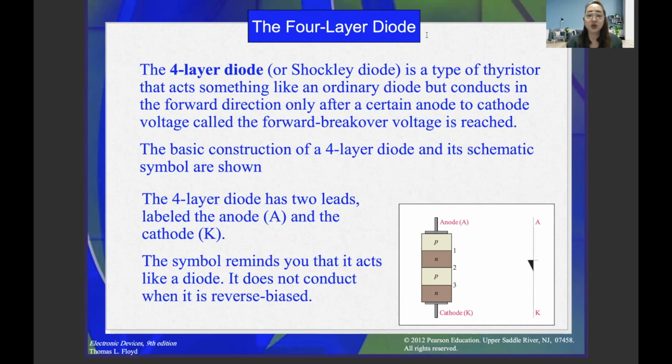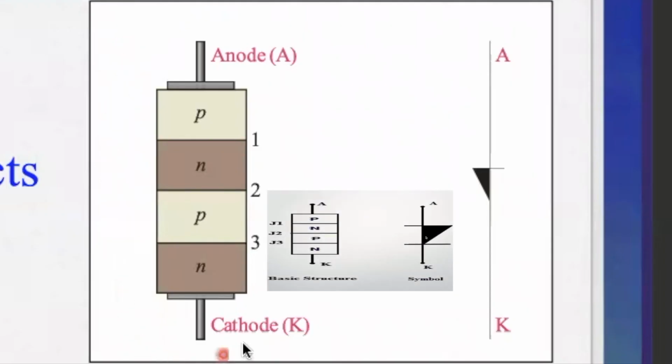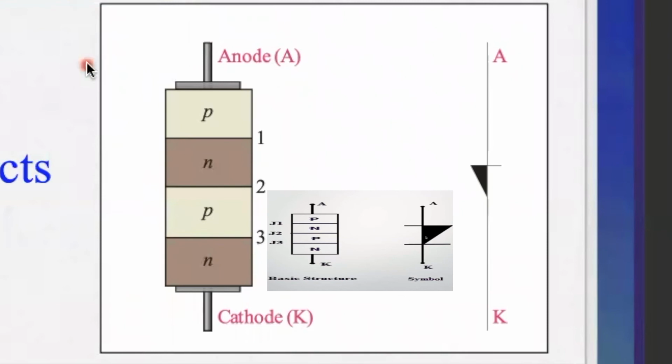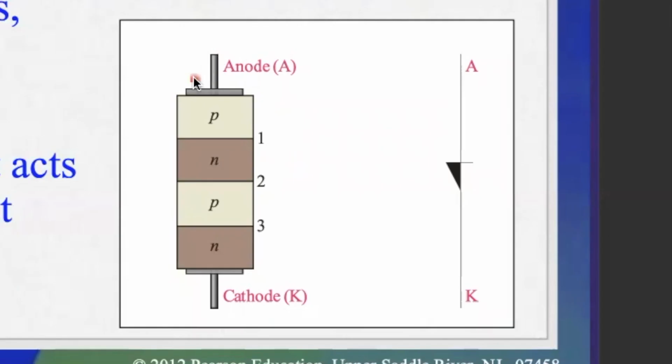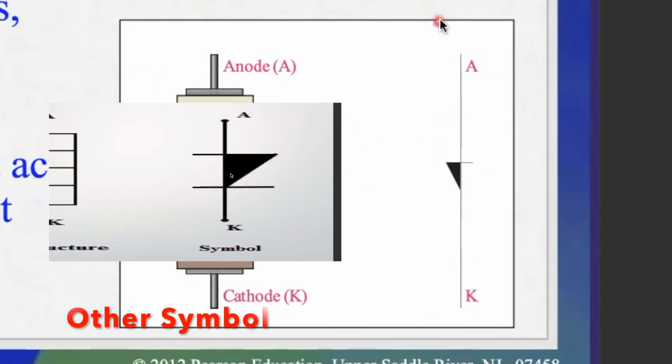The basic construction of a four-layer diode and its schematic symbol, as you can see here. This is the internal construction, what is inside a Shockley diode. Shockley, not Schottky. They are different diodes. Now we have the anode at the P and the cathode at the N. So we have a PN junction and this is the symbol.